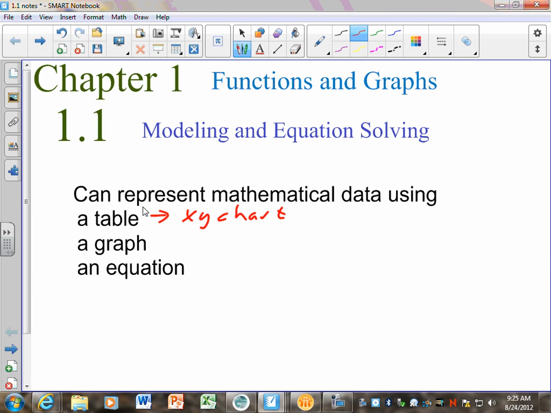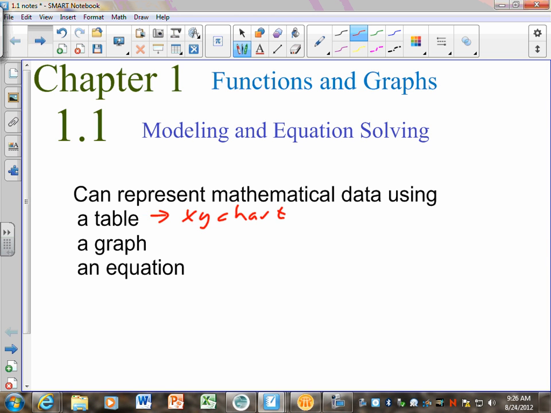We can also use a graph. Again, we have those graphs that we should know. We should know what a linear graph looks like. Maybe we should know what an absolute value graph looks like. Maybe we should know what a quadratic looks like. Quite a few different graphs that we've learned about. And then probably the way that we think about the most is an equation. Most people would prefer to deal with an equation over a graph or a table, but all three of those are ways of representing data, and we'll be doing all three ways. Okay? So that's kind of all that's there.